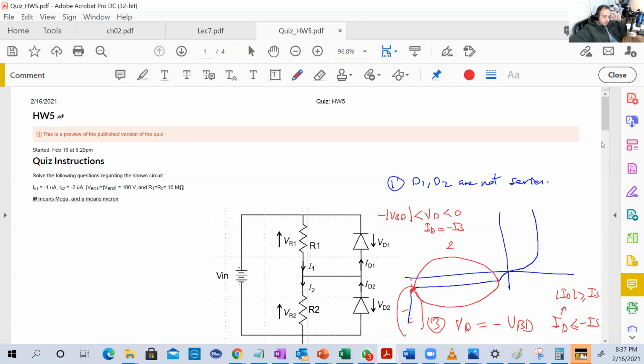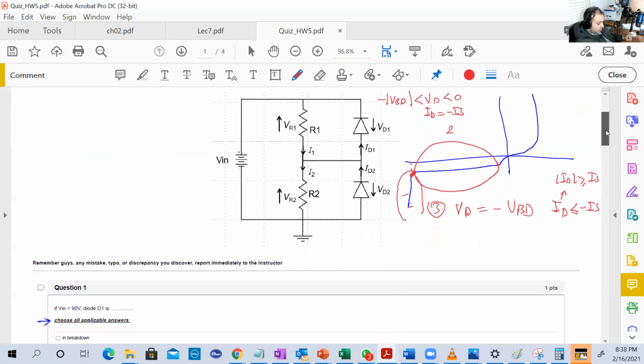Okay? Good. So the basic clue here is that they are not in series. But you can assume for sure that both of them are in region 2 or region 3. So that's the basic clue or highlight here that I want to stress with you.